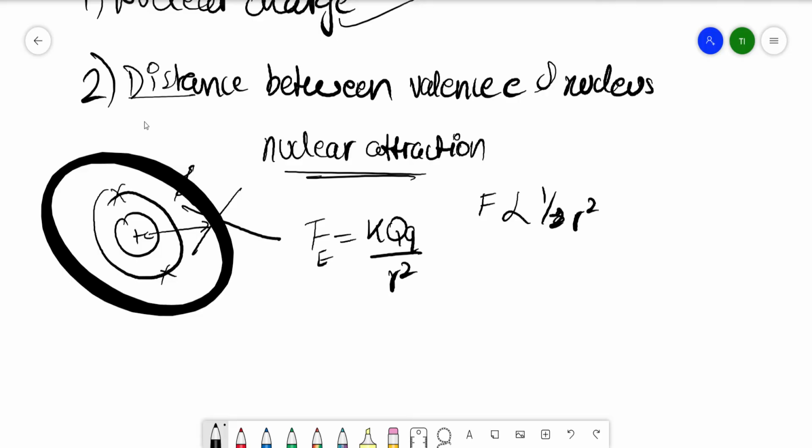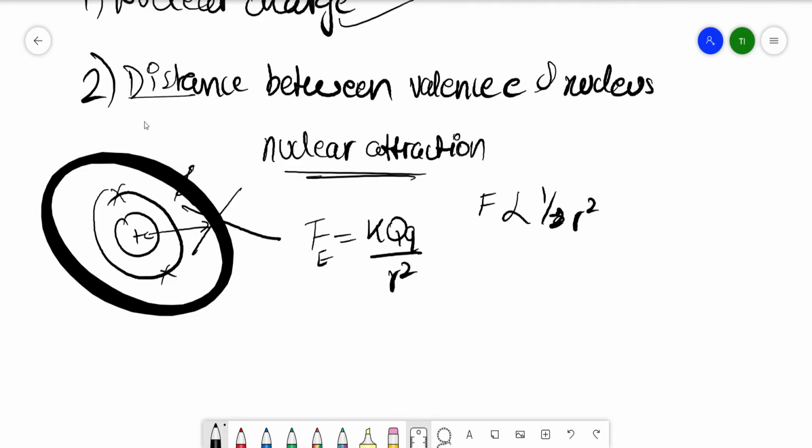So you see that each time the distance between the valence electron and the positive nucleus increases, the force of attraction between them, the electrostatic force of attraction, decreases by the square of that amount. So that is something you have to give reference to.